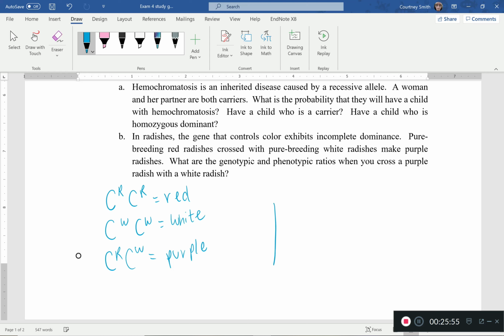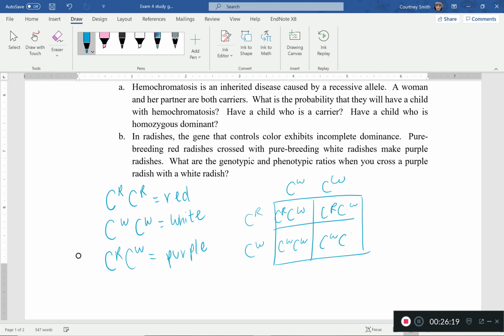So then we set up our genotypes and phenotypes in order to start. Now we're going to cross a purple with a white. So purple, we said our genotype is this, and for white we said it's this. Now we're going to cross them. So we're going to get CR, CW, CR, CW, CW, CW. Let me actually make that R a little bit smaller. Then from that, we get genotypes and phenotypes. Sorry guys, that's really ugly.